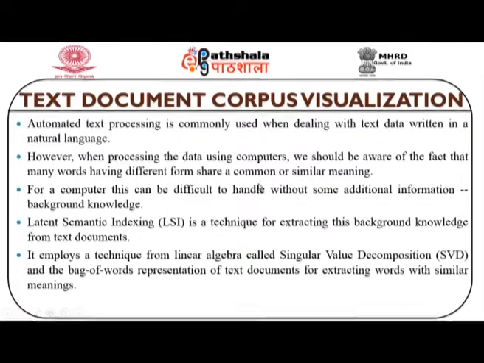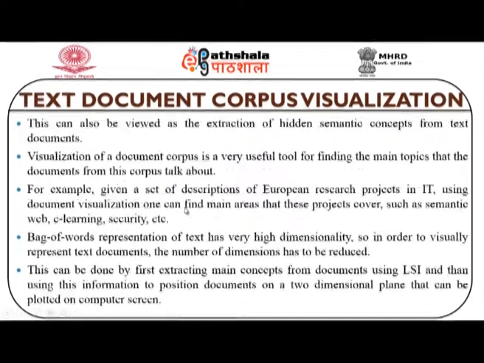So a technique by the name of latent semantic indexing is used for extracting this kind of background knowledge from the text documents. It uses a technique from linear algebra called SVD, or singular value decomposition, on the bag of words representation of text documents for extracting words with similar meanings. This can also be viewed as an extraction of hidden semantic concepts from the text documents.